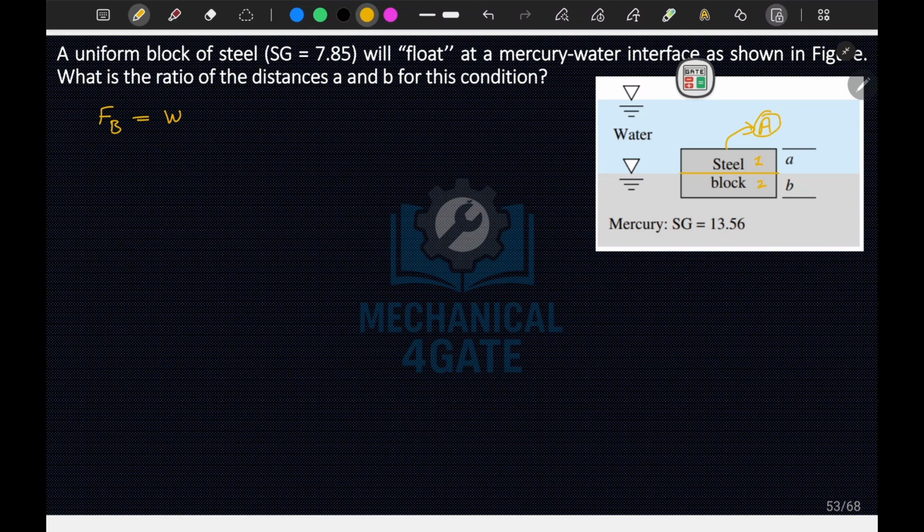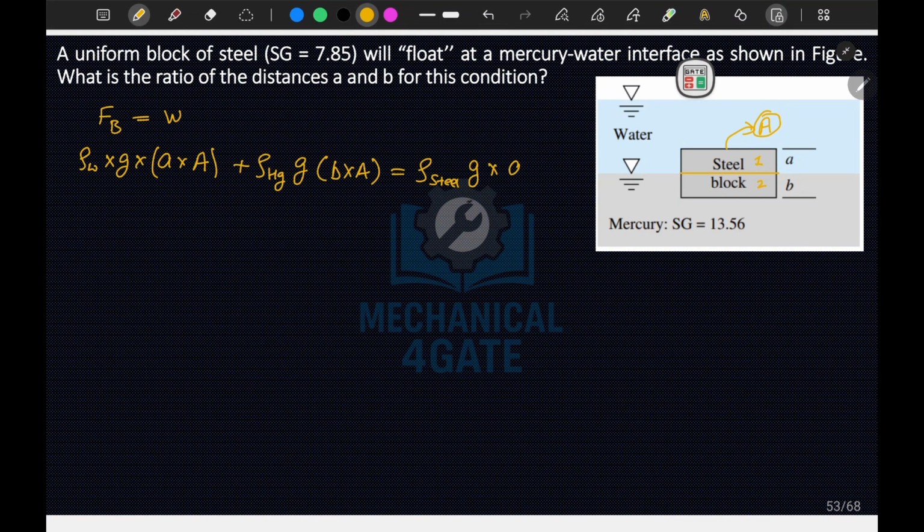So we can write buoyant force is equal to rho of water times g times volume, that is A times capital A, plus rho of mercury times g times B times A. This will be equal to density of steel times g times volume, that is A plus B times area A. So density of water is 1000 times A, plus 13560 times B, is equal to density of steel times A plus B.